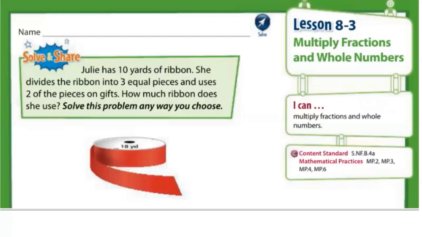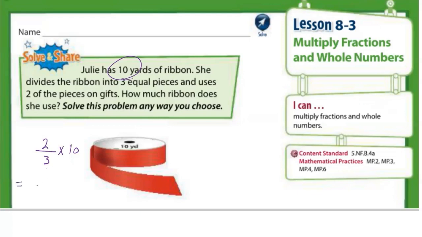Okay. The first given point here is the 10 yards. This is the total length of the ribbon. She divides it all, these 10 yards, into 3 pieces. And she used 2 of the 3 pieces. So the fraction here is 2 over 3, not 3 over 2, okay? It will be multiplied by the total length to get the amount she used. How come? We get here 2 over 3 as the fraction multiplied by 10 as the whole number. Let's see how to get the answer.